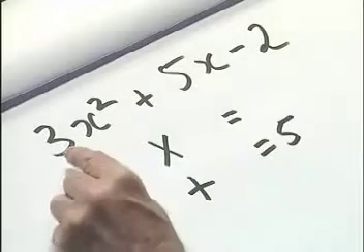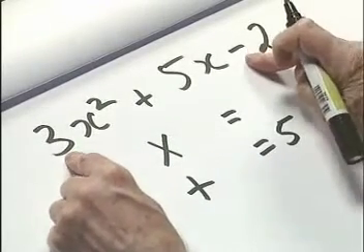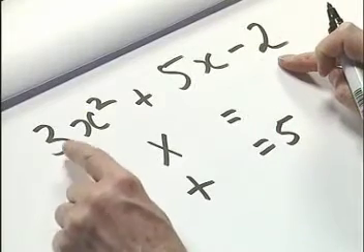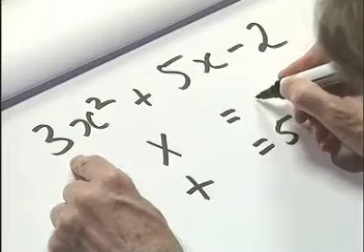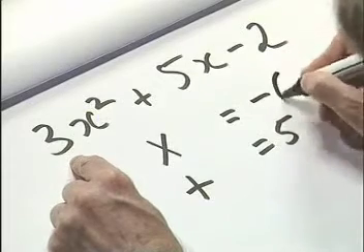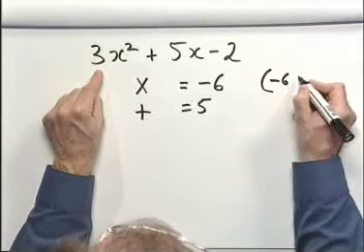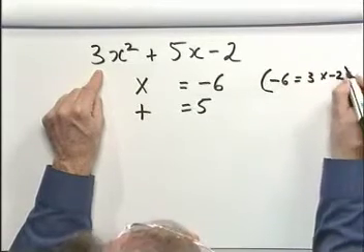What do the two numbers have to multiply together to give us? Well, they have to multiply together to give us 3 times minus 2. So we don't just take the constant term, we multiply it by the coefficient of the x squared. And 3 times minus 2 is minus 6. And I'll just write that here at the side, that the minus 6 came from the 3 times the minus 2.